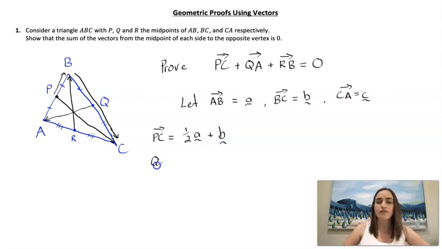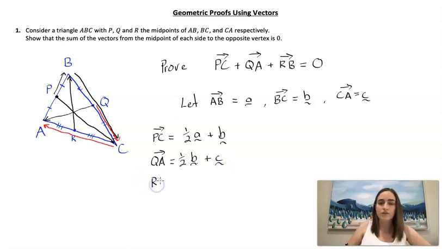If we do the same thing for the other two sides, vector QA, from Q we're going to go down here to C, and then we're going to go all the way along here to A to get this vector. So if we add those two together, we'll get the vector QA. That's going to give us a half of vector B going along this side, and then we're going to add the vector C in.